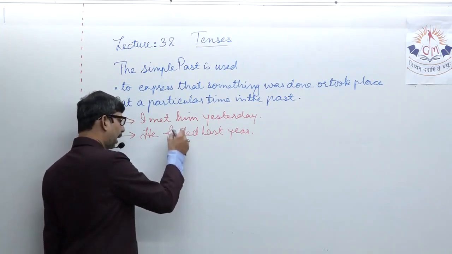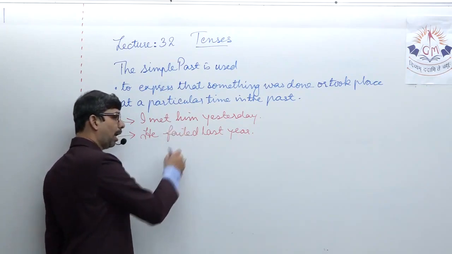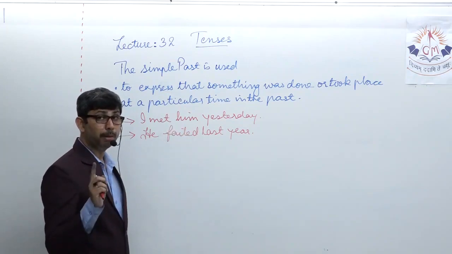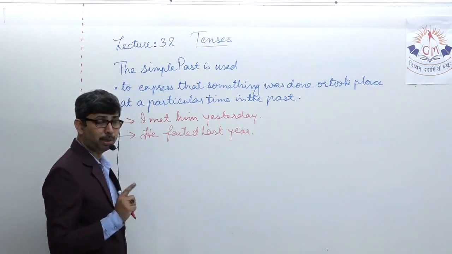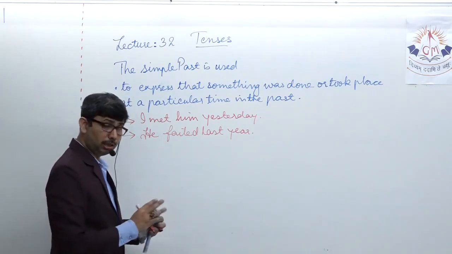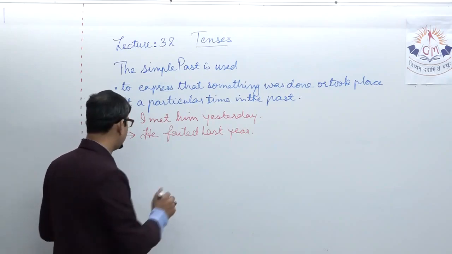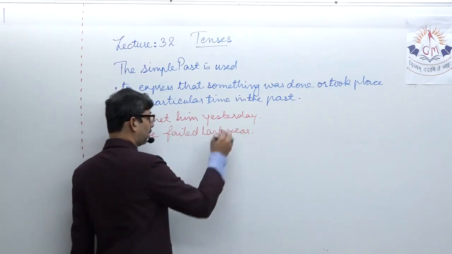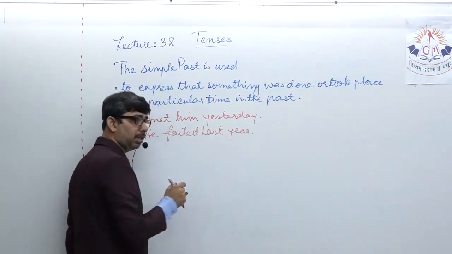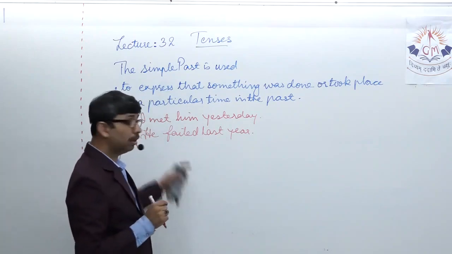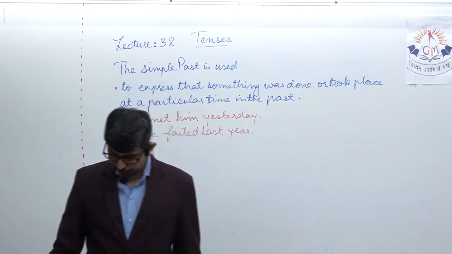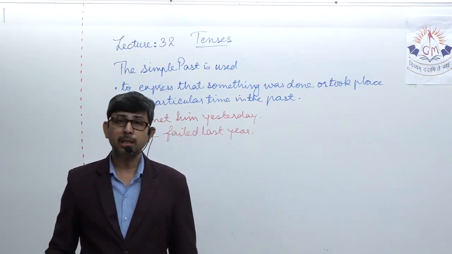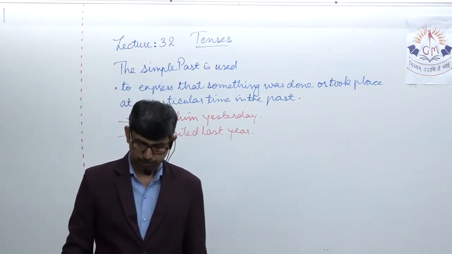Remember, you will get to see the same word as a past participle too, but mind well, do not consider this to be a past participle. It depends on where you are using it or what you are using it for in a sentence. So, he failed last year, where the words last year show the time when the failure took place. So these are two examples expressing nothing but that something was done or took place in the past.